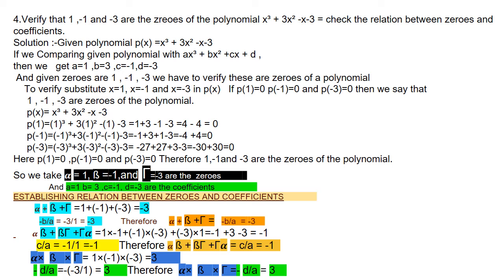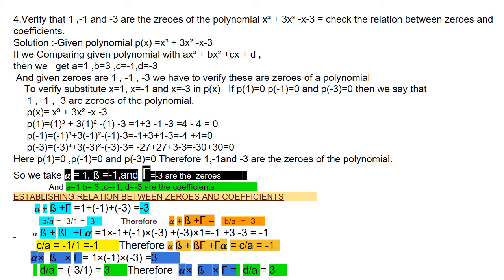Now the first term is x cube, its coefficient is 1. In ax cube, the first term is ax cube, its x cube coefficient is a. Here the x cube coefficient is 1, therefore a is equal to 1. Now the second term is bx square. In the given polynomial, the second term is 3x square. The x square coefficient is b, the x square coefficient is 3, so b is equal to 3. In the same way, c is equal to minus 1, d is equal to minus 3.